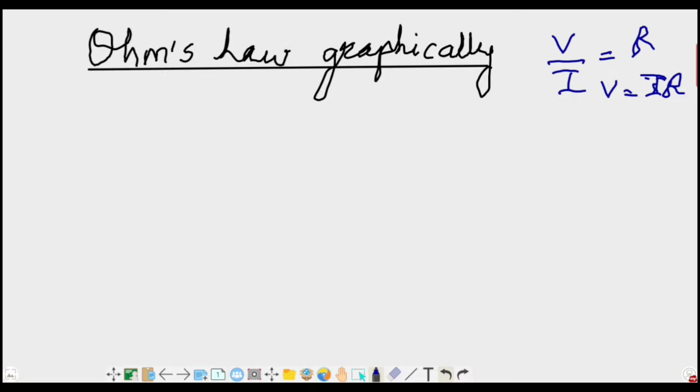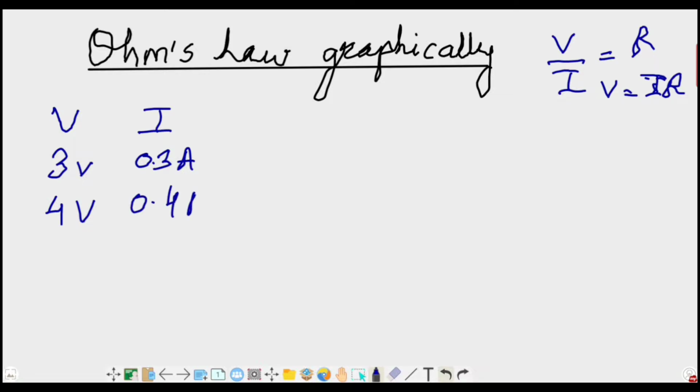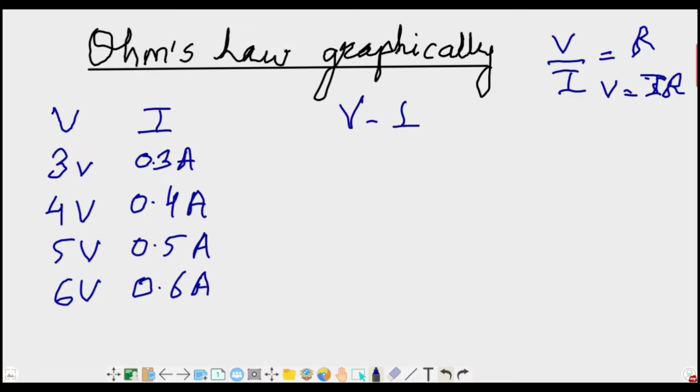For that I have to consider the potential difference value and the current. Suppose 3 volt and here it is 0.3 ampere. For 4 volt, suppose it is 0.4 ampere. For 5 volt, 0.5 ampere. 6 volt, 0.6 ampere. I have taken 4 values. Let's discuss the VI graph first.